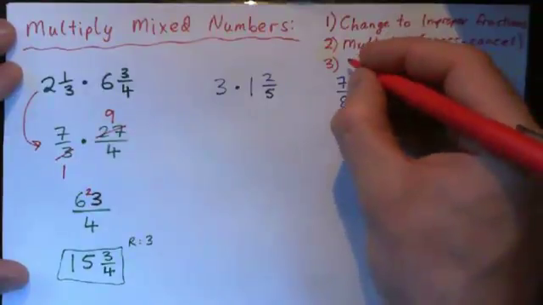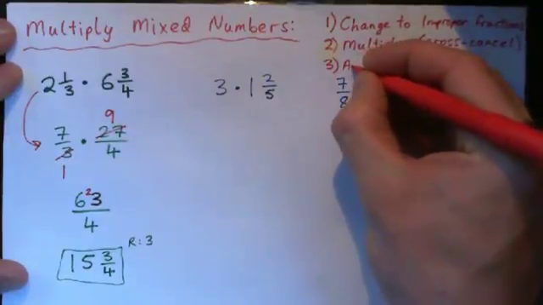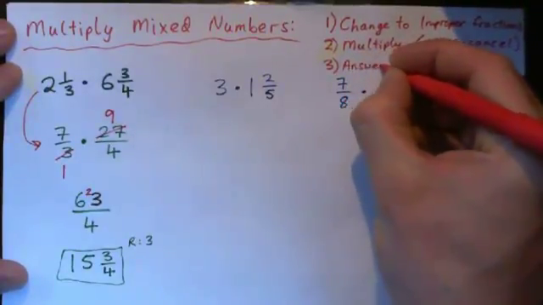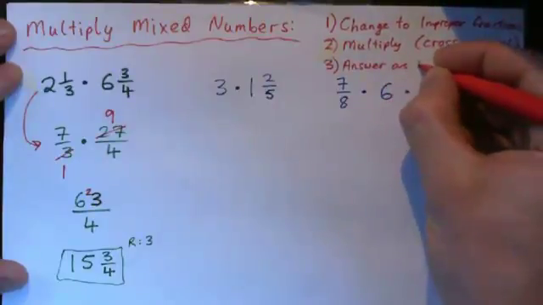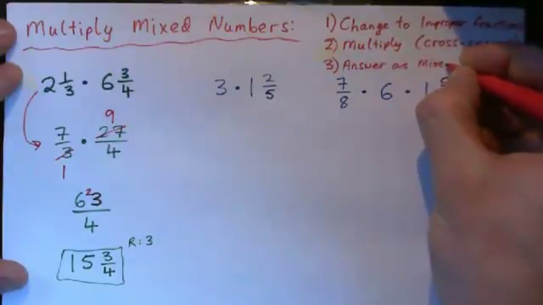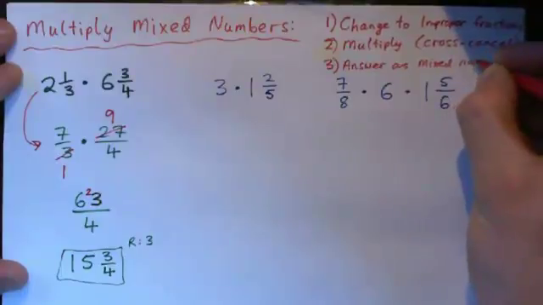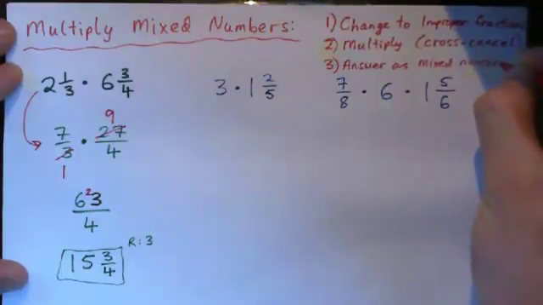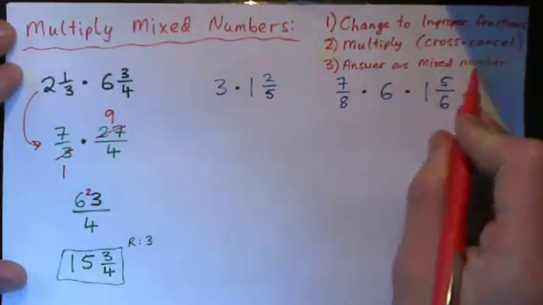And the last step is we'll give your answer as a mixed number if needed. I mean, you mightn't be able to because it might be a proper fraction, but if it's an improper fraction, give the answer as a mixed number.